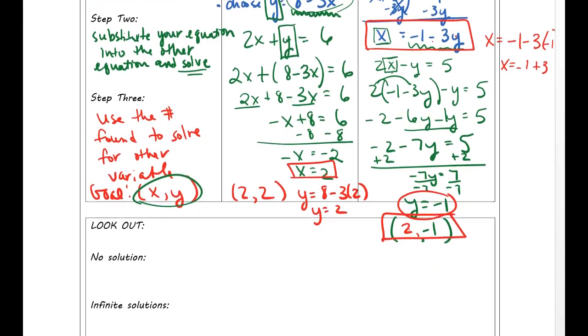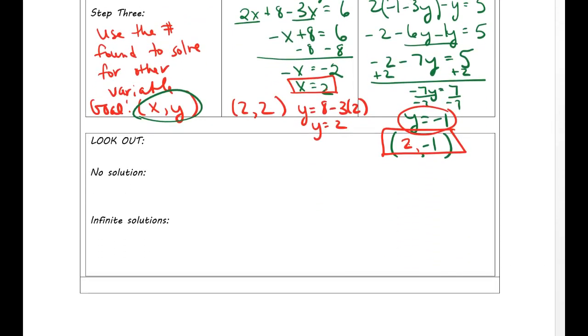Now I've got some warnings. I've got no solutions and infinite solutions. There will be times where you're trying to do this substitution method and you'll be working and you'll be like, okay, I'm doing math, and then you'll get to a point where your equation says like 2 equals 3. Okay, no. 2 does not ever equal 3. So if you end up with a statement where you get two numbers that are not the same and you're like, that's a lie, if that happens to you, you're going to answer no solution.